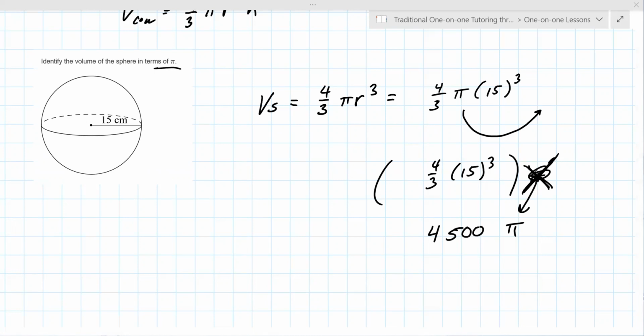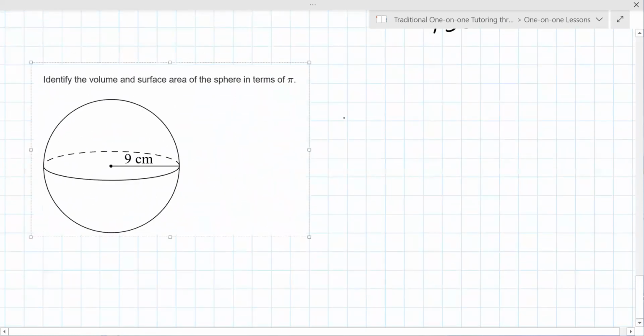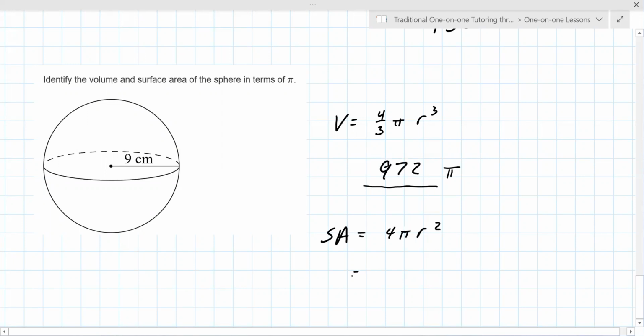Okay. So a similar problem. I want you to calculate the volume of the sphere, and then I'll give you the formula for surface area. So the volume is 4/3 pi r cubed. So again, your answer is going to have a pi next to it. $972 pi. Okay. Now the surface area is 4 pi r squared.